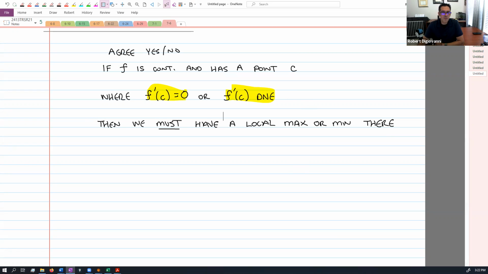So think about it. Let's do a vote. Does anyone need me to clarify the question? Here's the poll. So is this true, yes or no? If you're looking at a function and you find some place where the derivative is 0 or doesn't exist, then that means you're looking at a point where you either have a local max or min.